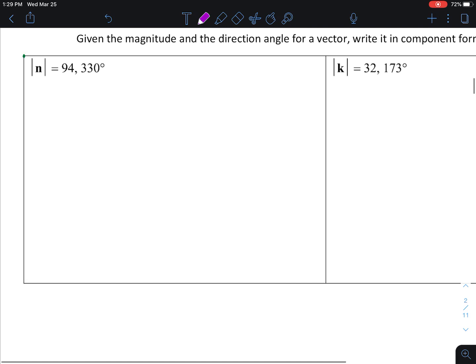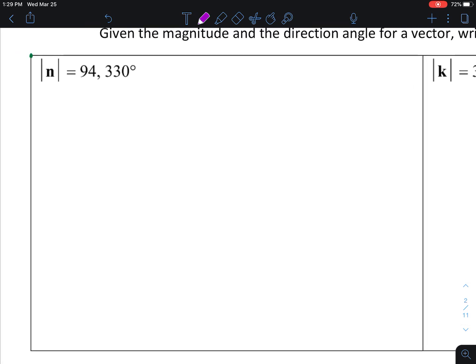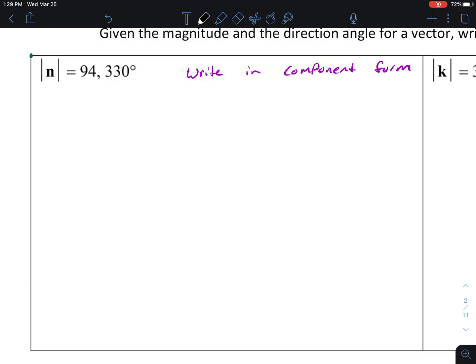One last thing here. Let's say I'm actually given the magnitude and I'm given the direction angle, and I want to write it in component form. So I want to write the vector in component form. Well, to do this, we have to think a little bit about, well, they've already solved for magnitude for me. So I have this vector here, vector n.